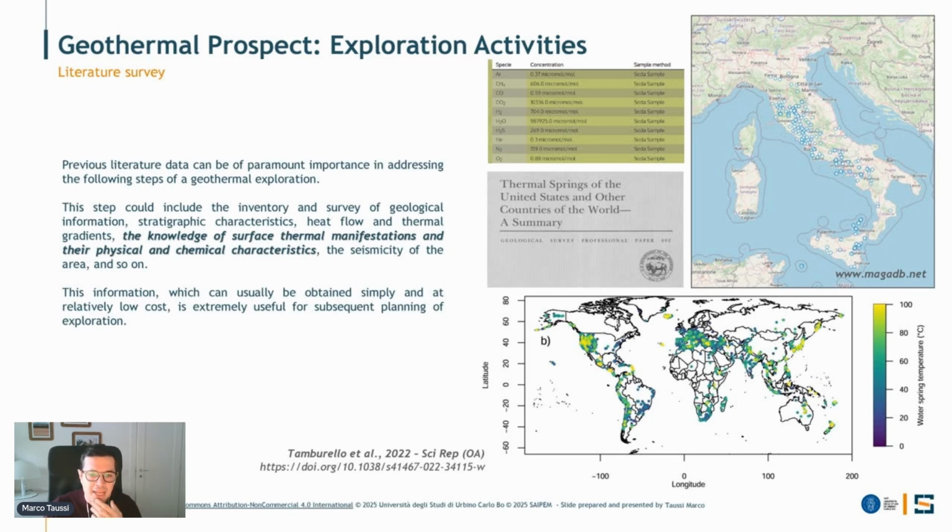At the top, we have a map of Italy, but it is actually a small sketch of the area covered by this project. The MAGA database developed by researchers from the INGV and the University of Perugia, where a good portion of the known thermal and gaseous thermal springs have been reported.